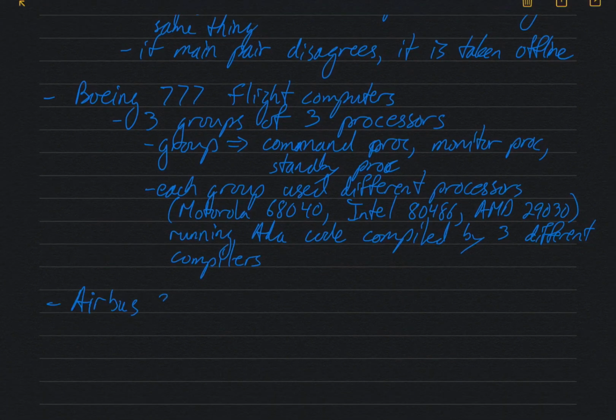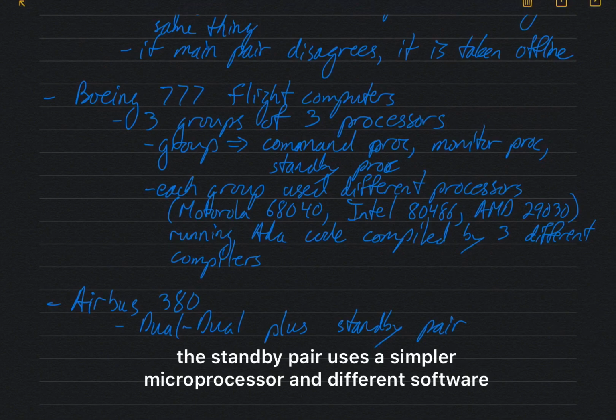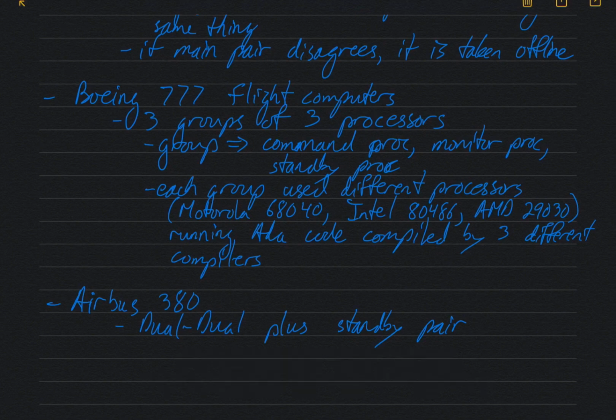The Airbus 380 uses dual redundancy, plus it has a standby pair. So if the one pair goes offline, it goes to a second pair, and if that goes offline, then it can go to a standby pair.